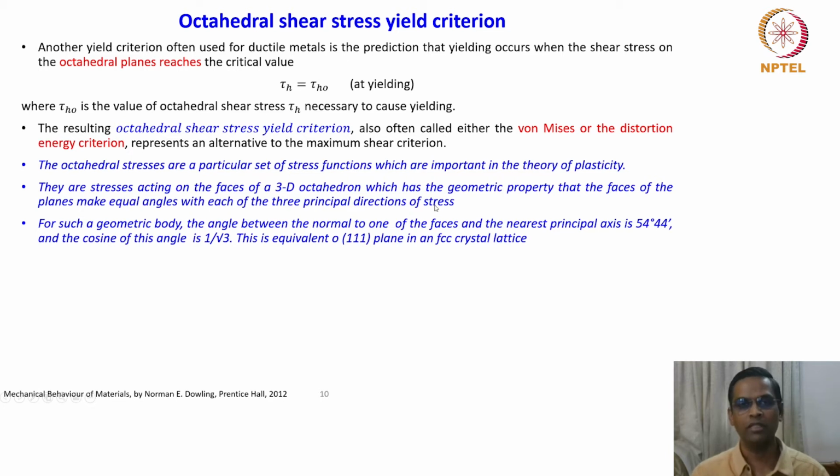So if you assume that in a cube, when we define the state of stress in a cube, and then we looked at all three principal directions, right? So if you recall that cube describing the stress, then you can imagine this. For such a geometric body, an angle between the normal to one of the faces and the nearest principal axis is 54 degree 44 minute, and the cosine of this angle is 1 by root 3.